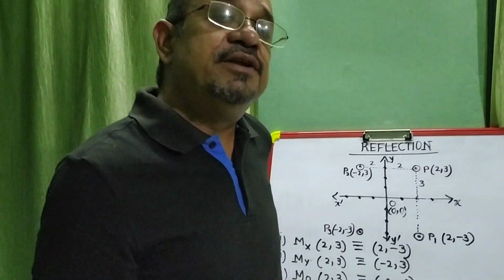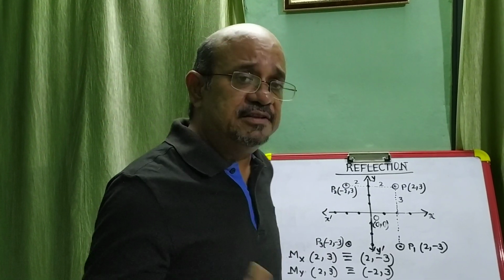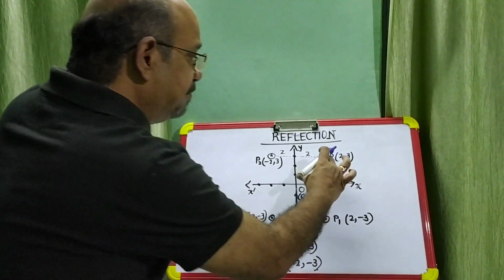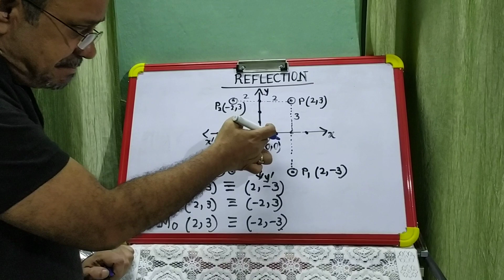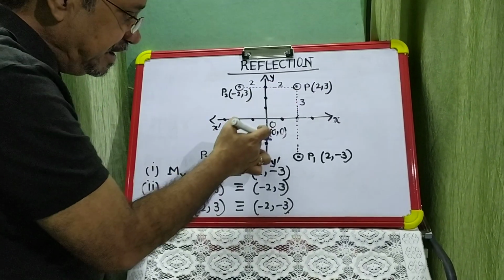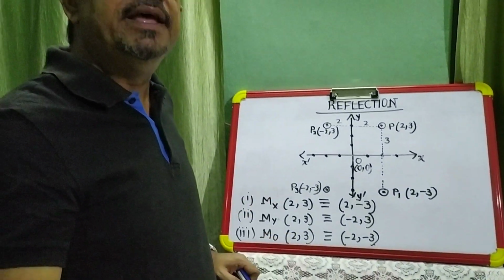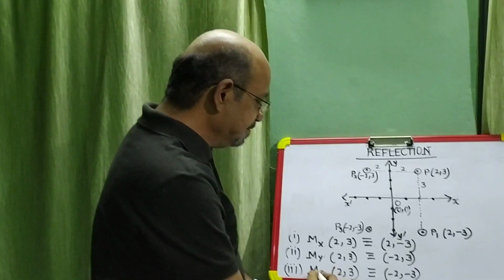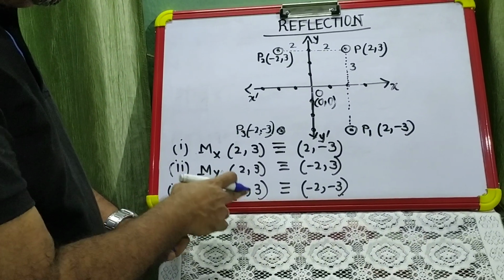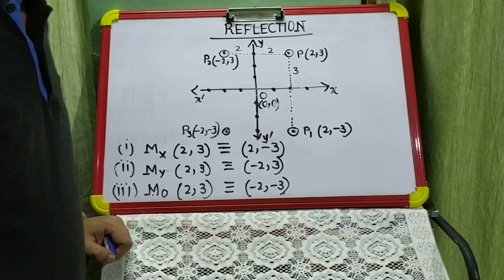The reflection can also take place about a point, and generally the point which we consider in our syllabus is the reflection about the origin. If point P is reflected about the origin, you see it will diametrically come on the opposite side. So if this is (2, 3), on this side its coordinate will be (-2, -3). That is, both x and y coordinates get changed, and we symbolically write it as Mo, that is reflection taking place about the origin, of the point (2, 3), and that point becomes (-2, -3).